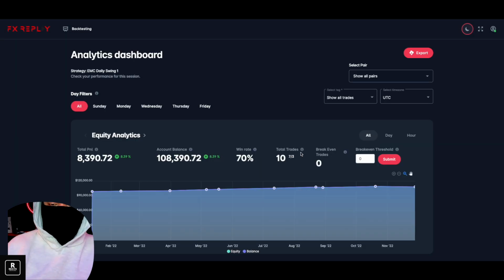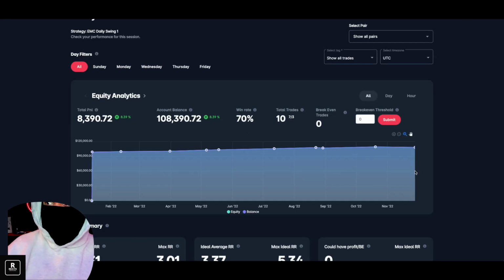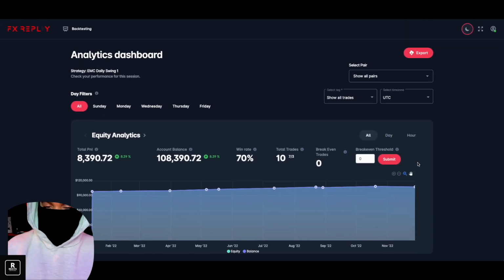So we're finished now, and we've gone through all possible setups. Now these are the end analytics of the same strategy that I just showed you. So right now we've got a 70% win rate. We took 10 total trades throughout the entire year just on one pair. We had 7 wins and we had 3 losses, right?